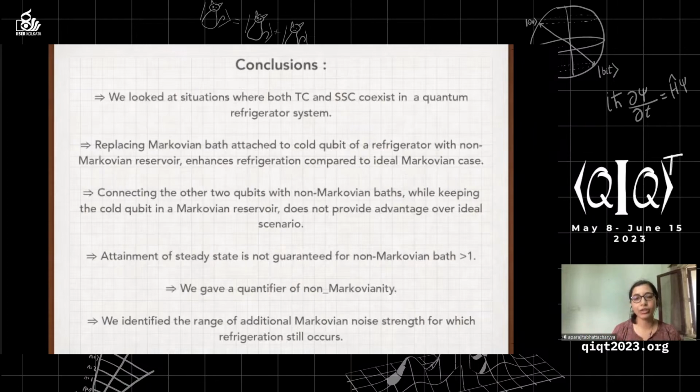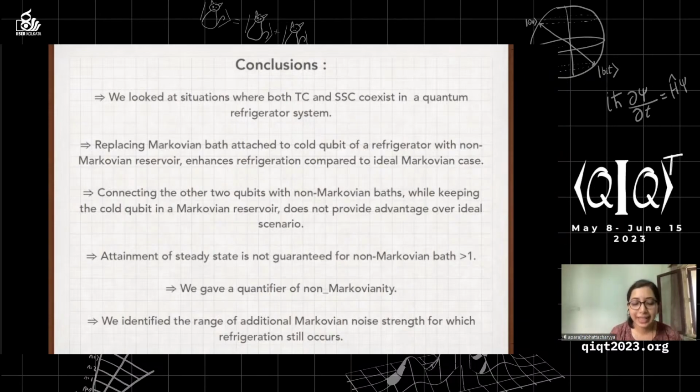And finally, I'll conclude my talk. What are the main results of our paper? Firstly, we looked at situations where both transient cooling and steady state cooling coexist in a quantum refrigerator under the ideal Markovian situation. Now, replacing the Markovian bath attached to the cold qubit of a refrigerator with a non-Markovian bath enhances the refrigeration compared to the ideal Markovian case. And connecting the other two baths with non-Markovian baths while keeping the cold qubit in a Markovian reservoir does not provide advantage over the ideal case. These are the main results.